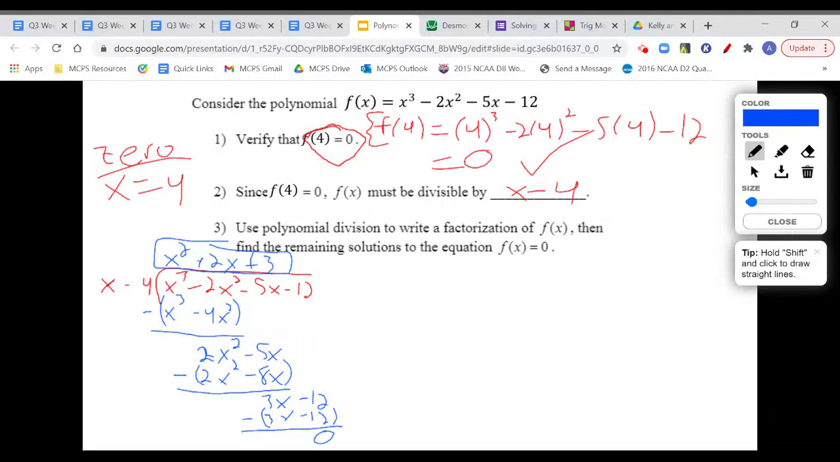That tells me that if I'm writing this factorization, if I have to write it in factored form, which I was asked, then I had my first original factor of x minus 4, and I used that to find the other factor of x squared plus 2x plus 3.